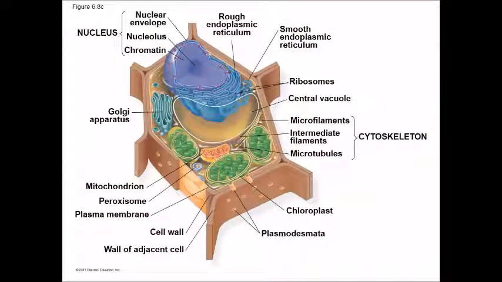And this is how the plant cell looks. The difference between plant cells and animal cells is that plant cells have chloroplasts, but animal cells do not have chloroplasts.